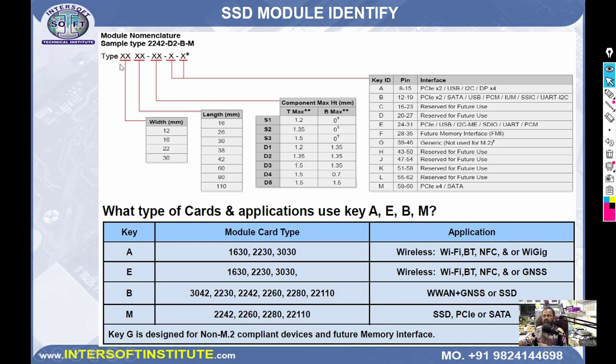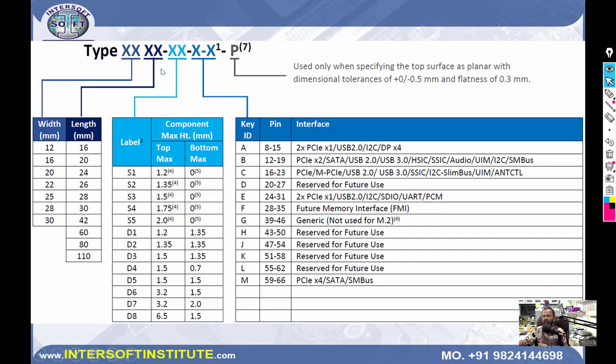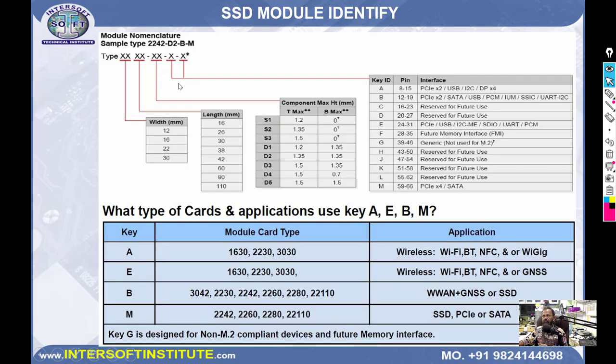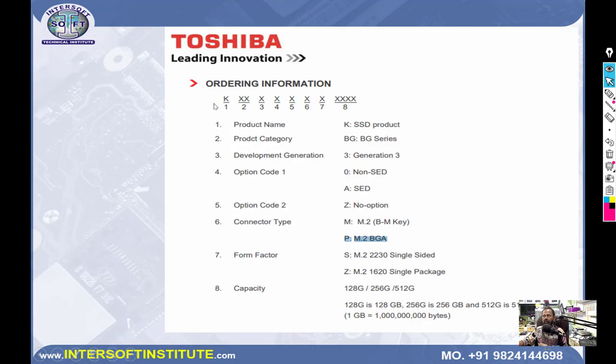First of all, we see the module number and how to identify it. First is the width, then the length, then the label, then the key, and then the pin. So these indicate the type in the model number. Like this here: 2, 3, 4, 6. So these are the product name of the Toshiba NVMe number.